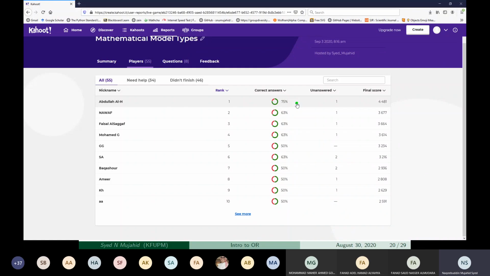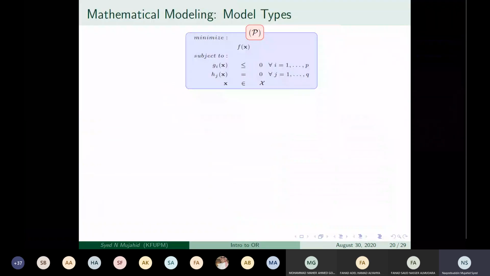Okay, then very secret names, and it's very hard now. But you can see the scores. All right. So that is how you guys performed. Now let us see which question was the most difficult one.